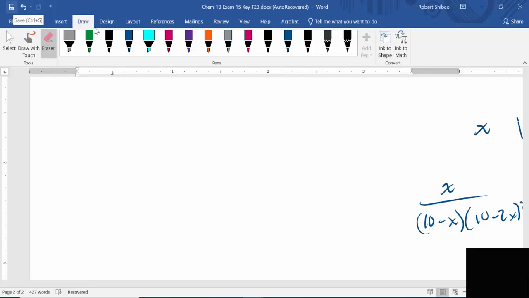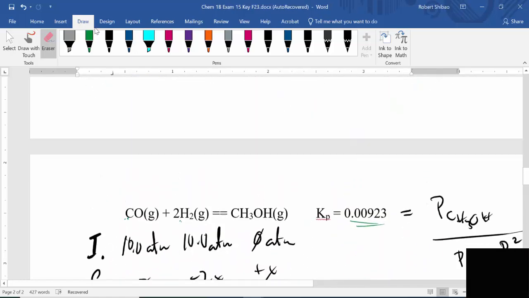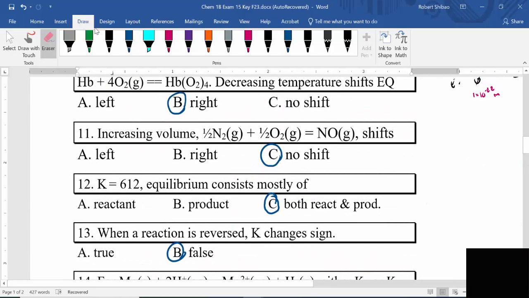For question 11, I said that it went to the left just because I thought that an increase in volume meant a decrease in pressure. Increase in volume does mean a decrease in pressure. That's correct. If we increase the volume, we're going to cut the pressure. So if we double the volume, according to the ideal gas law, we cut the pressures in half.